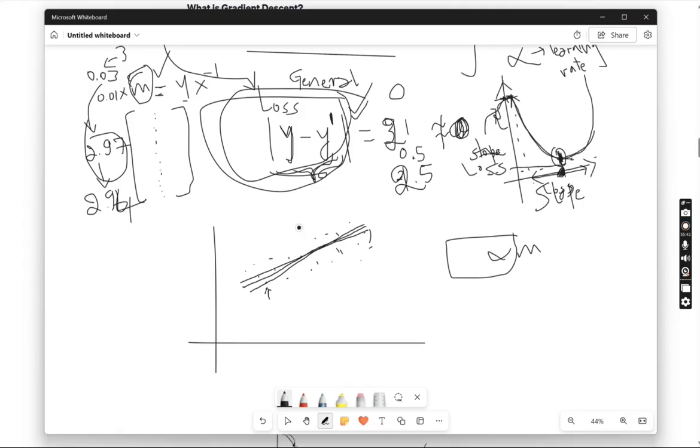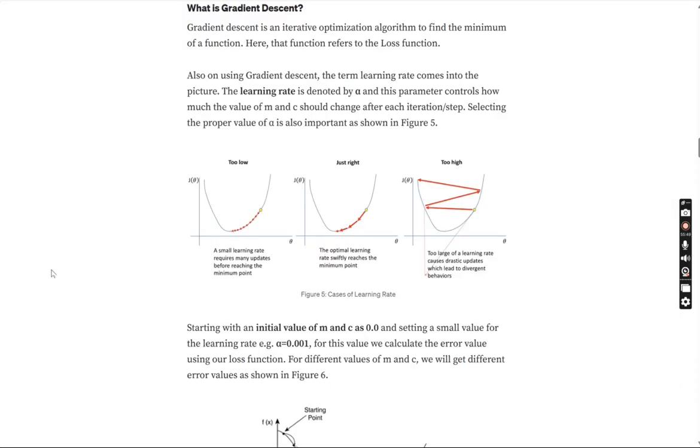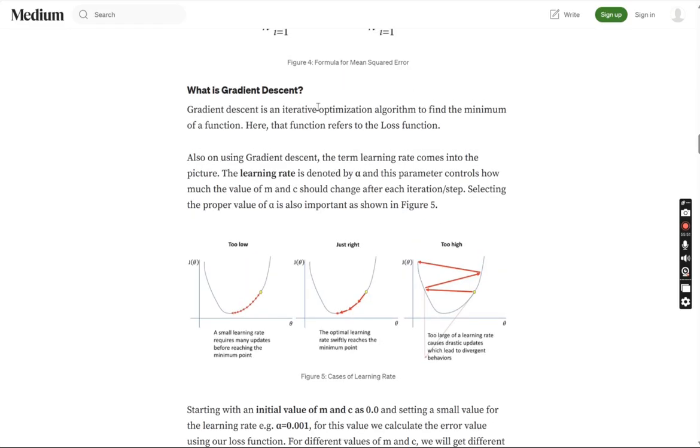Yes. If you have understood this, this is what gradient descent is doing. Gradient descent is just an iterative optimization algorithm. It finds the minimum of the loss function by multiplying some alpha to the m value, and for each iteration, you will keep changing the value.